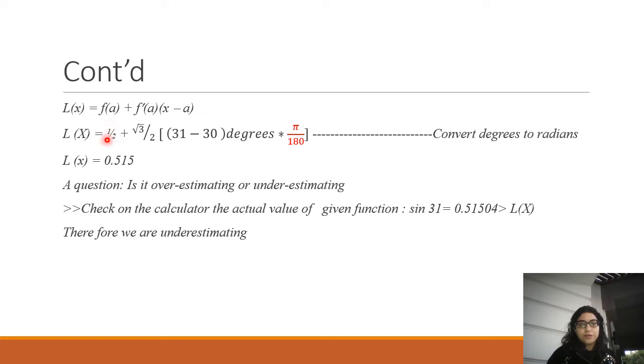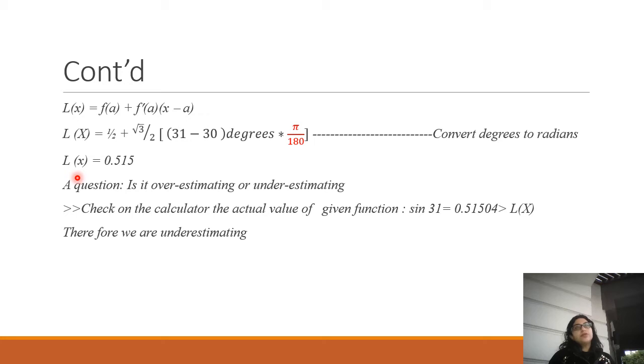Linearization: x equals f of a plus f dash of a times x minus a. Do not forget to always convert to radians. So 31 minus 30 is 1 degree times pi over 180, so it is pi over 180 radians. And here is the approximate value of sine 31 degrees.